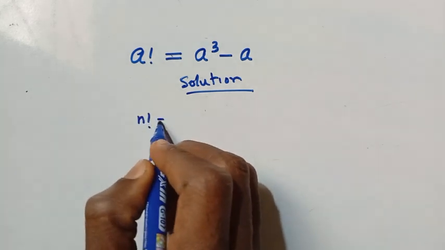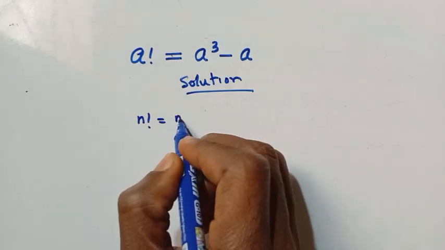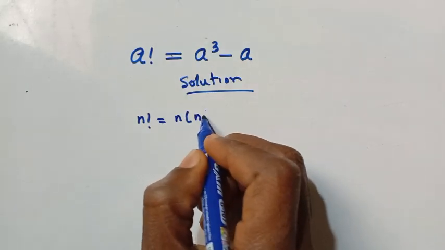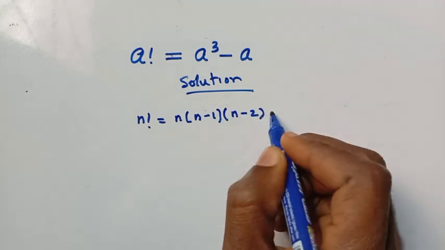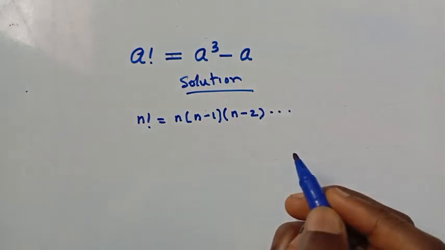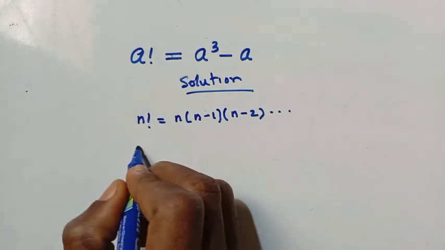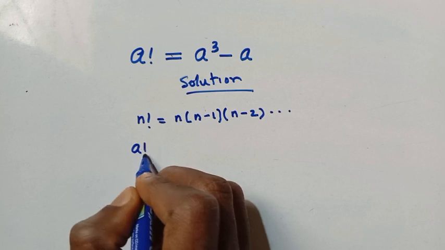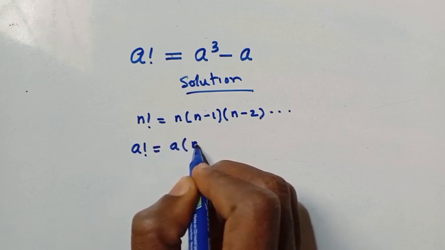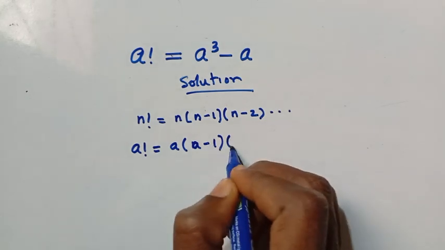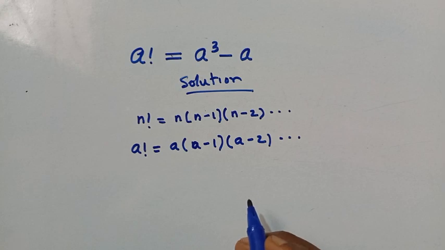Suppose we have n factorial, where n is a positive integer. We have this as n times (n minus 1) times (n minus 2), and this is how it continues. Then let's say we have a factorial here. So this becomes a times (a minus 1) times (a minus 2), and this is how it also continues.